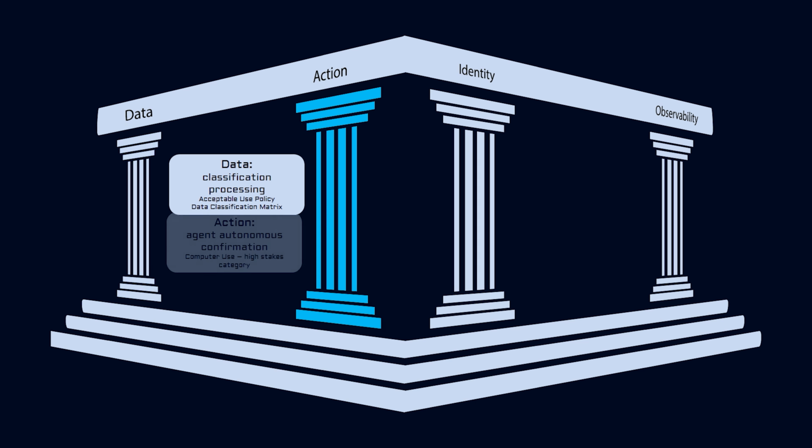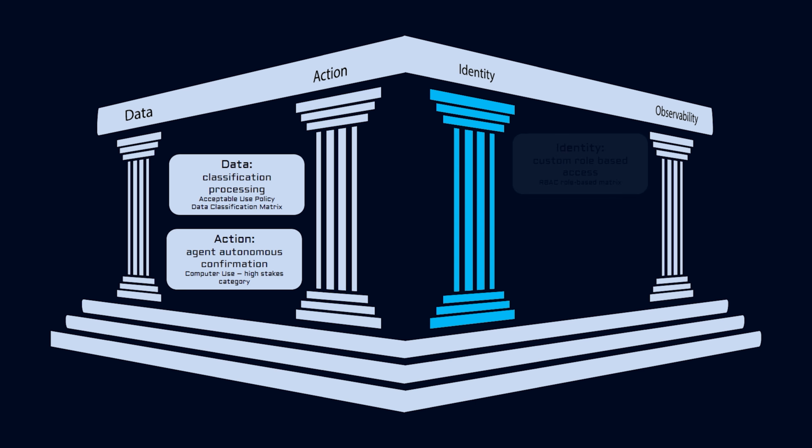The action pillar names what the agent may do autonomously, what requires explicit confirmation, and what is prohibited regardless of context. Computer use is the highest stakes category in this pillar. Anthropic's own documentation states that computer use is currently a research preview and recommended not to use it for sensitive information at this time. The pilot's posture toward computer use is a deliberate scoping decision, not a default.